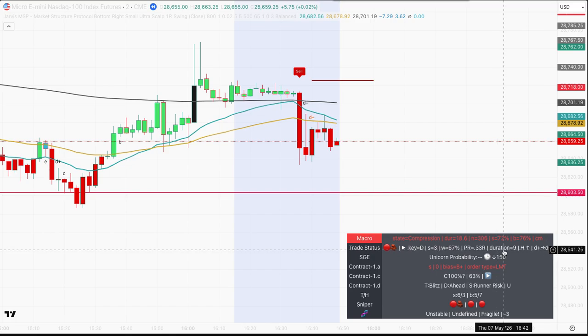Duration is average duration. So the average duration of the samples that have been collected on that structure: how long does it take normally to get to TP? That's your number of bars. So that's something to keep in mind.